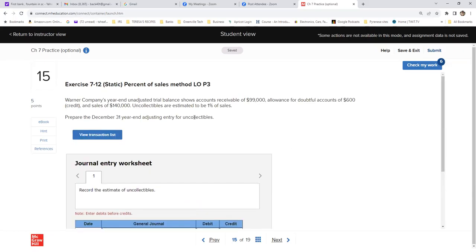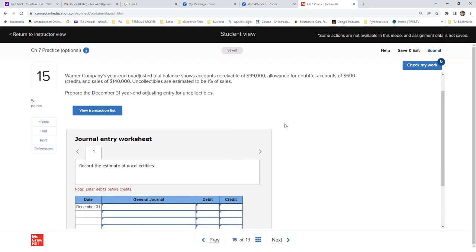Werner Company's unadjusted trial balance shows accounts receivable 99,000, allowance for doubtful accounts $600 credit, and sales of 140,000. Again, this means that they did not use up $600 from the prior period. I'm going to leave this for you all to do, but you're going to basically take 1% of 140,000 in sales, which is $1,400.